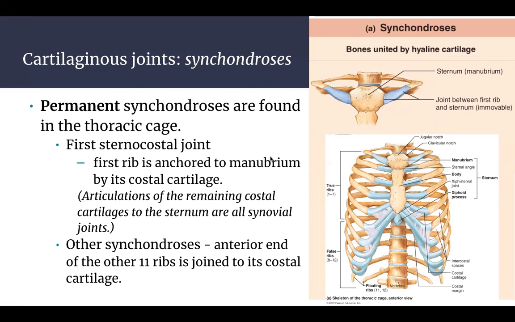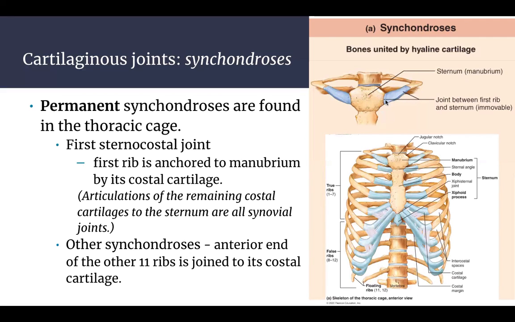Okay, so permanent synchondrosis can be found in the thoracic cage. Here we are looking specifically at the joint between the first rib, which is running here from the vertebrae at the back to this piece of cartilage here, and then joins the first rib to the manubrium of the sternum. Remember we were talking about the sternum looking like a necktie. So this is the knot of the necktie, and that's called the manubrium.